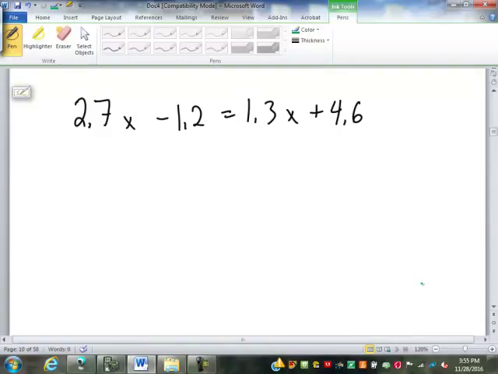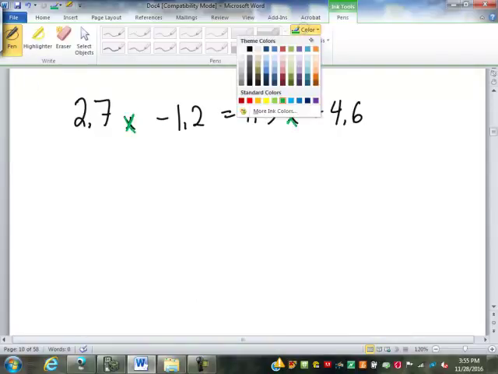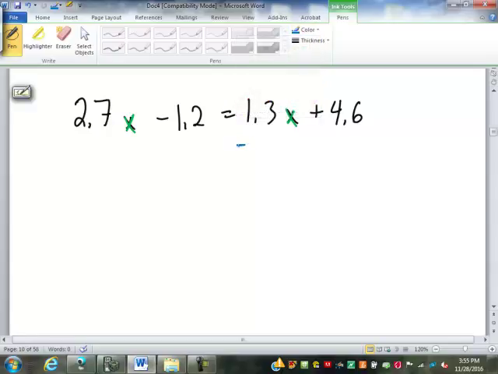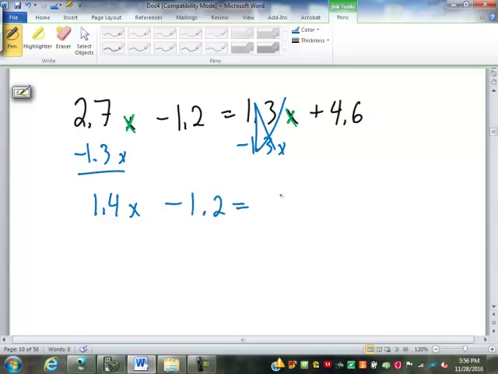So we have an x on each side here. So we have to get rid of one of them. The smaller one's going to be the 1.3. So I'm going to subtract 1.3x from both sides. So 2.7 minus 1.3 is 1.4x. I still have the minus 1.2 here. On the other side, all that's left is the positive 4.6.